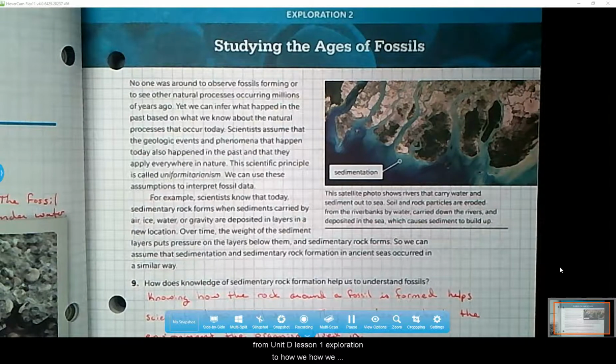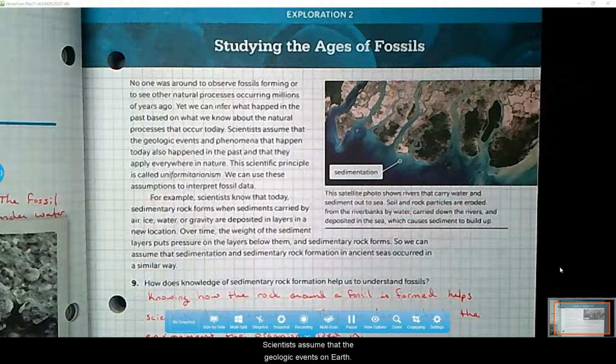And so this exploration is about studying the age of fossils, how we determine the age of fossils. We're going to determine what's called the relative age and the absolute age, the real age, of fossils. Okay, so some of the struggle with fossils is no one was around to see them forming. Fossils are old enough that it's not believed that humans were on Earth when fossils formed. So we're talking millions of years for fossils and thousands of years for humans.